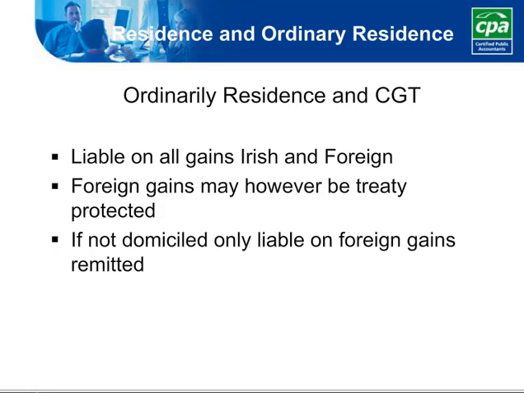Let's have a look at ordinarily resident and CGT. The person who is ordinarily resident for CGT is liable on all gains, Irish and foreign. Foreign gains may, however, be treaty protected. So somebody who leaves Ireland and goes to, let's say, France, or let's say Italy, technically if they make a gain when they're in Italy, they're liable for capital gains tax because they're still ordinarily resident in Ireland. But the Italian treaty will state that gains will only be assessed in its jurisdiction. There is a carve out for Irish gains, which would be gains from Irish assets.